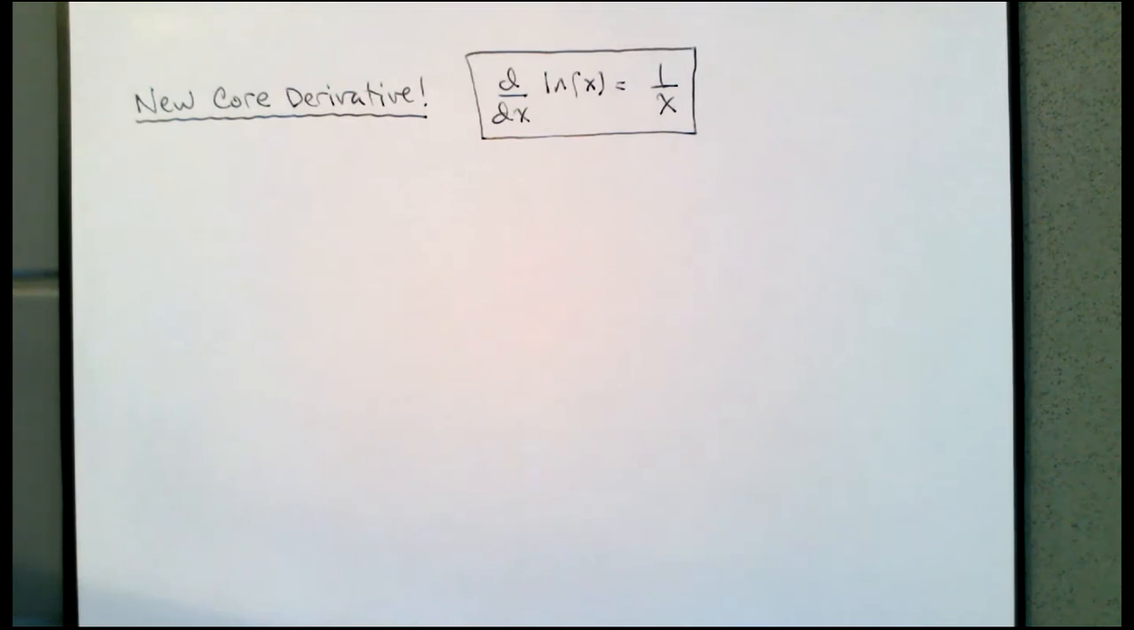We didn't talk about how to find this derivative. This is just something I need you to know. The derivative of natural log of x is 1/x. We need to know how to use the derivative of natural log of x with all of our rules: product rule, quotient rule, and chain rule. So let's do that.